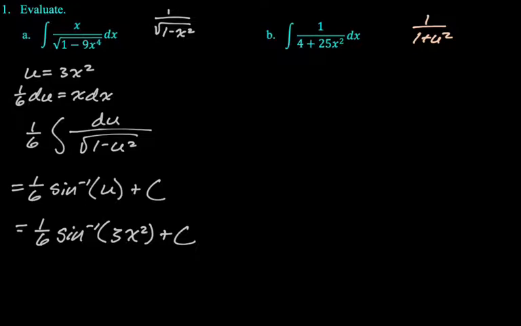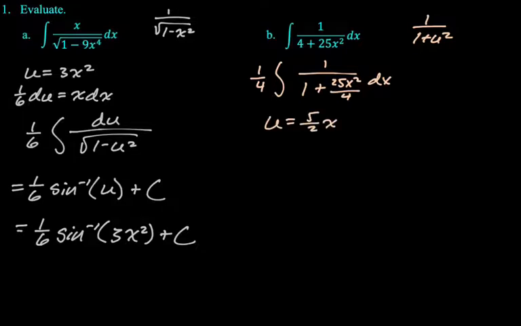So I will now have 1/4, and then the integral of 1 over 1 plus, and when I factor a 4 out, that's kind of equivalent to dividing by 4, so I end up with 25x squared over 4. Okay, so that's 1 over 1 plus u squared, which means u squared is 25x squared over 4, so u is 5 over 2 times x, or 5x over 2. Which means that du is 5/2 dx, but I'm going to bring the 5/2 over to the other side, so I'll have 2/5 du is equal to dx.